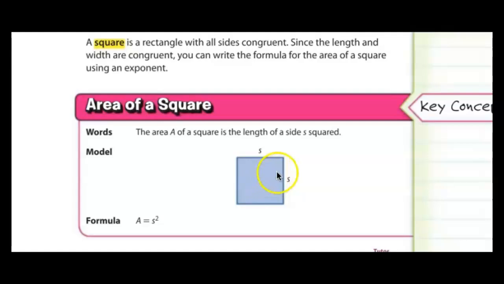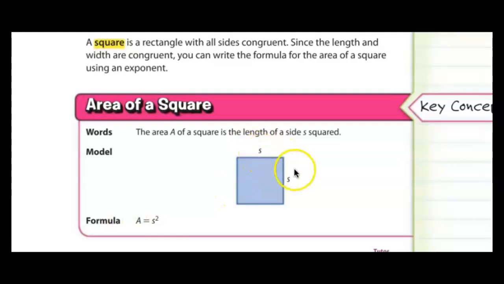Quadrilaterals have all sorts of crazy rules. We have to remember a square is a rhombus, a square is a rectangle, a square is a parallelogram, but a square, to be a square, it has to be a rectangle that has 4 equal sides. So there we go. So that means the formula is a little bit different.